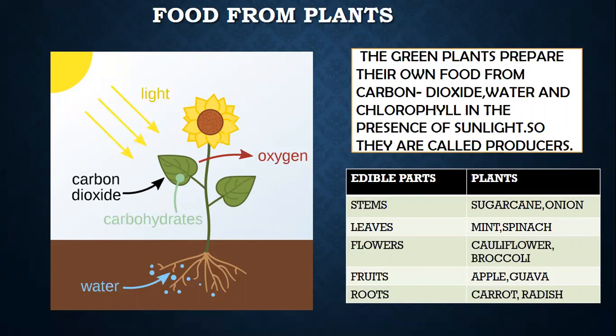You know, plants prepare more food than they actually require. So they store that extra food in their different parts, like roots, stems, leaves, flowers, fruits, and seeds. And all these parts are used as food by us. So these parts are called edible parts. So what are the edible parts? The parts of the plant which can be eaten are called edible parts.